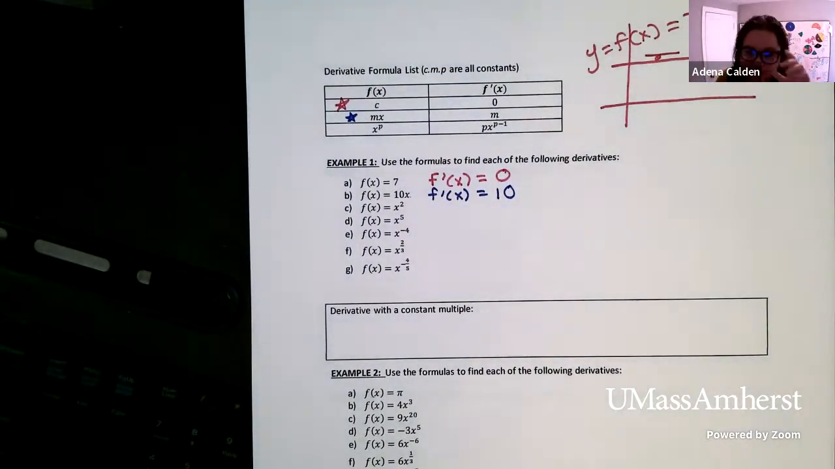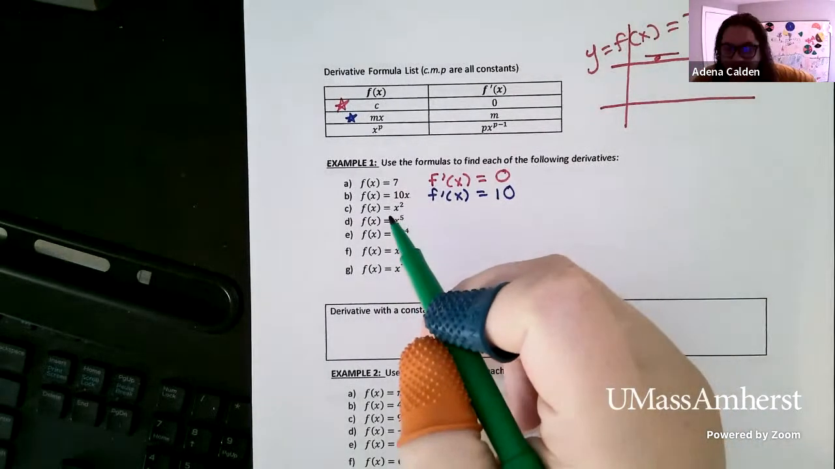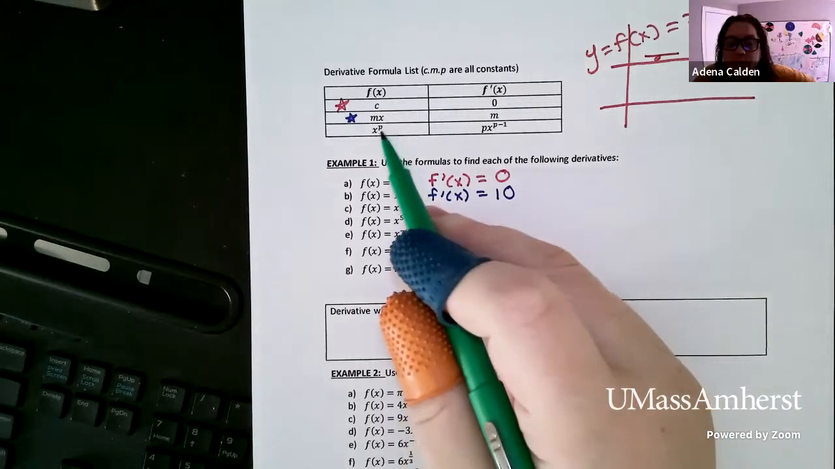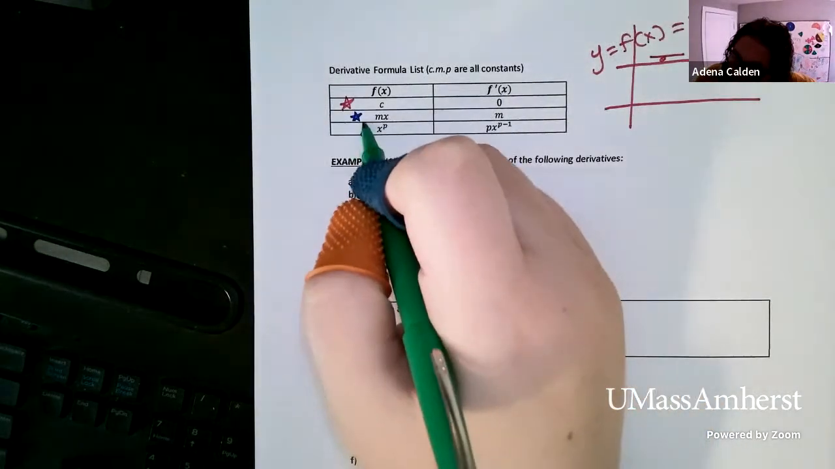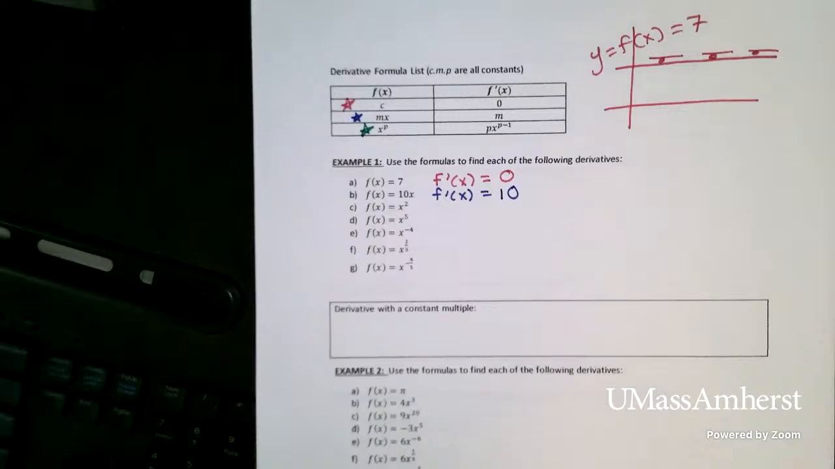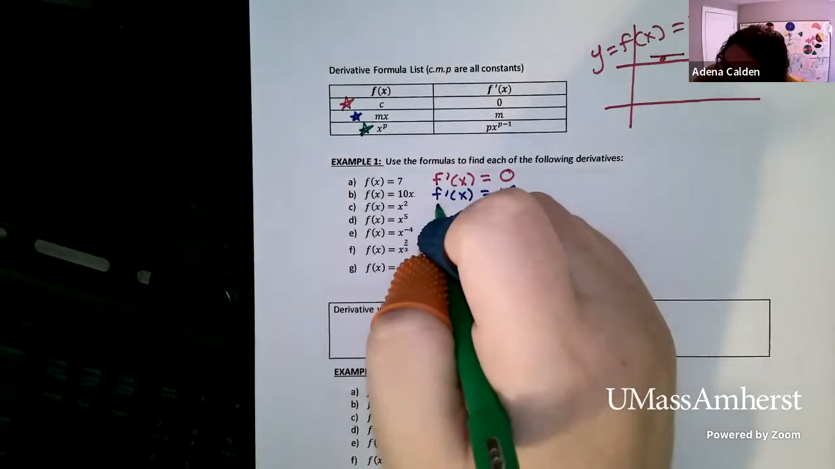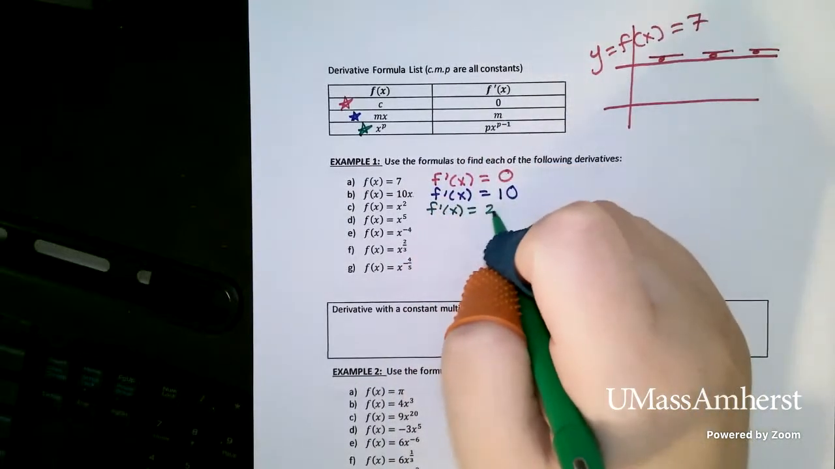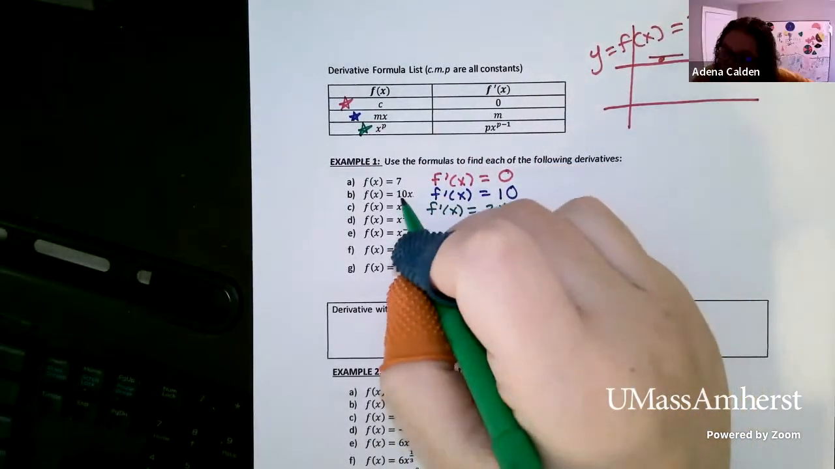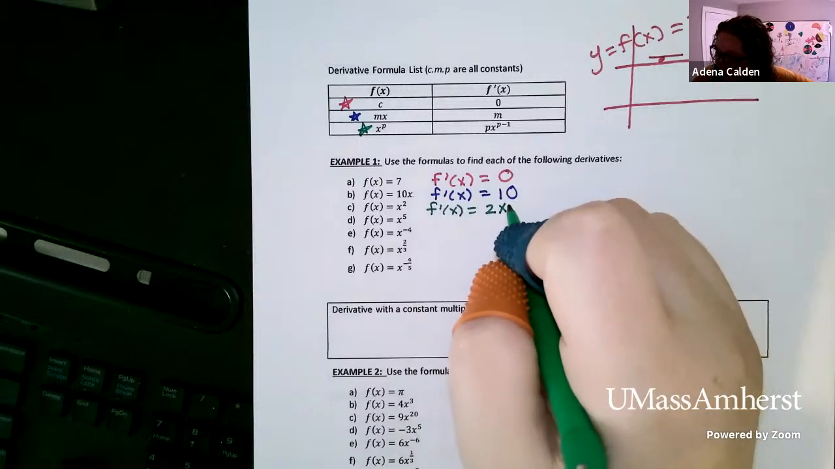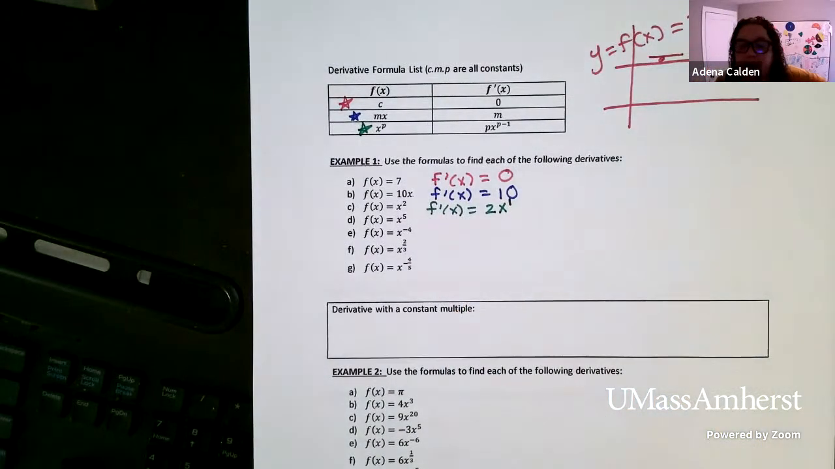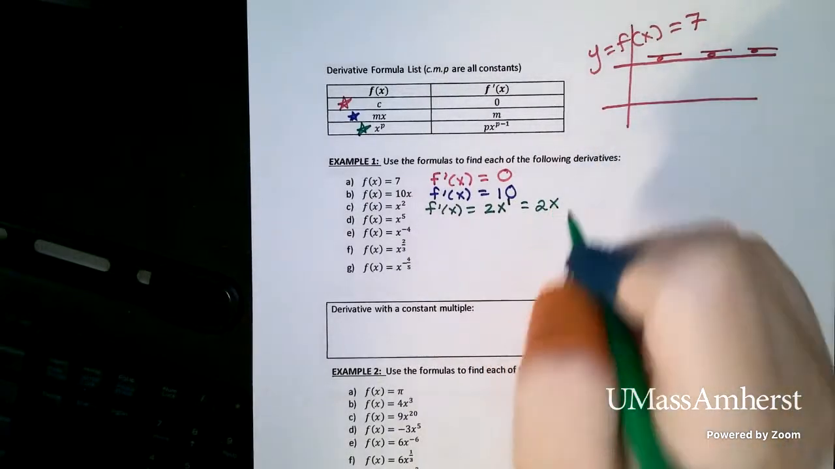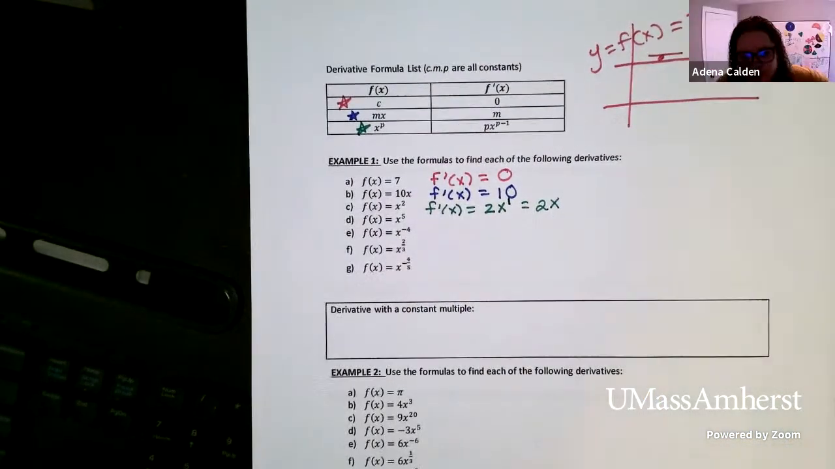Now for C, I don't have any constants in front, but I have an x squared, so x to the power of 2. So this is a case where I have an x raised to a power. So when I have x raised to a power, my formula is that that power will come down out front. So the 2 comes down in front, and I subtract 1 from the power. So I have 2x to the 1 power. We don't usually write the 1 power, so I would write this as 2x.